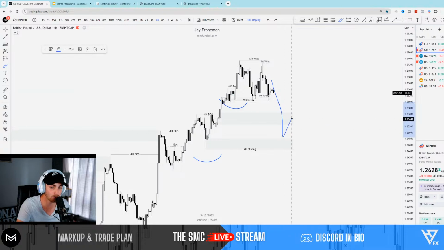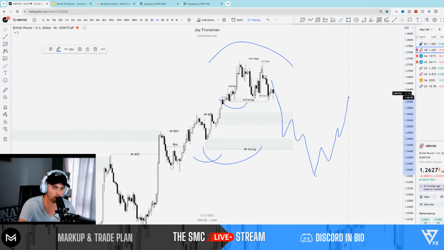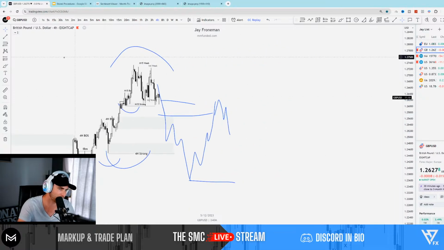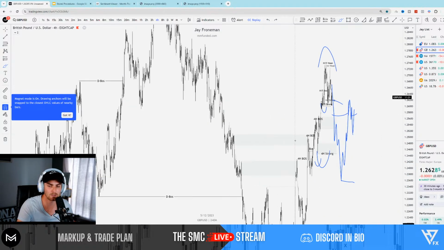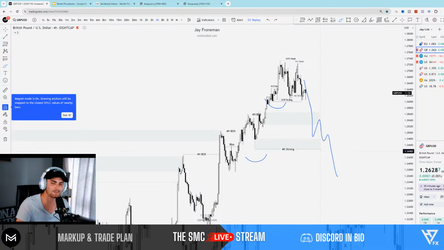Or price could take out that 4-hour strong low, new 4-hour strong highs, bit of a 4-hour pullback, new weak lows. The eventual expectation will then be for that M15 to then start realigning with the 4-hour and the daily, which will then be our opportunity to execute our overall swing trade to target the 4-hour weak lows and the overall daily weak lows. So that is what I would like to see on XAU.